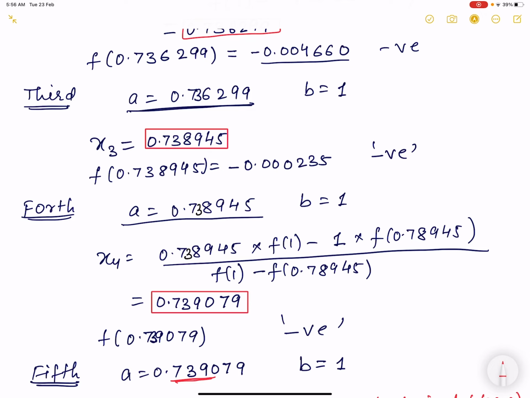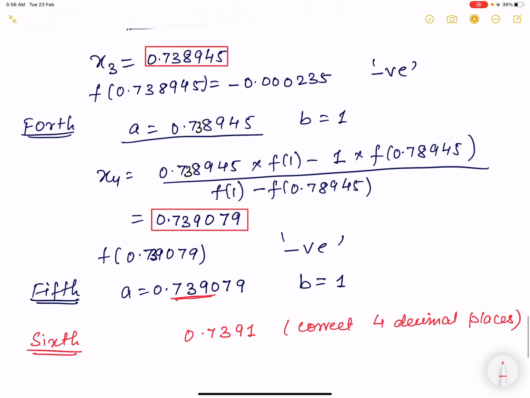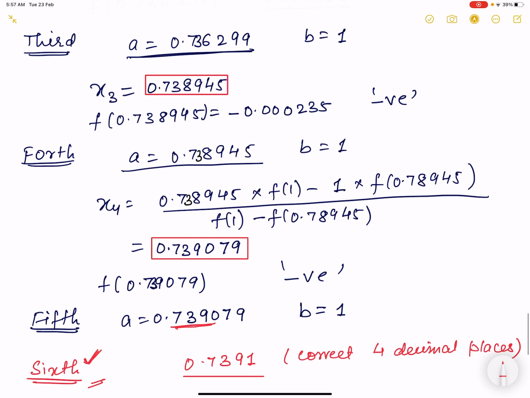And when we move further we'll get 0.739079. So from here we may conclude that 0.7391 is correct to 4 decimal places after the 6th iteration only. You have to do the 6th iteration yourself and check this answer is correct to 4 decimal places. If you want to conclude that the answer correct to 3 decimal places is 0.739, then from this iteration and this iteration, you can say that the answer is 0.739, correct to 3 decimal places. If you still have any queries, you may write in the chat.